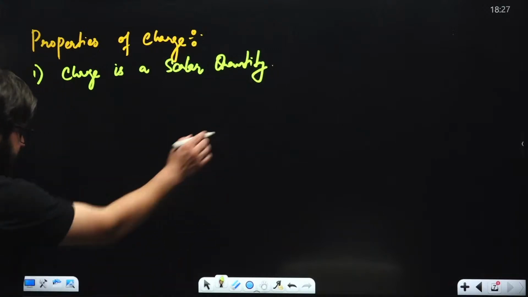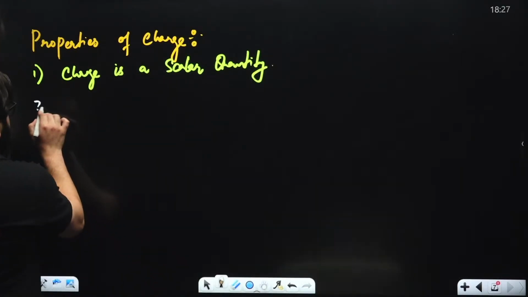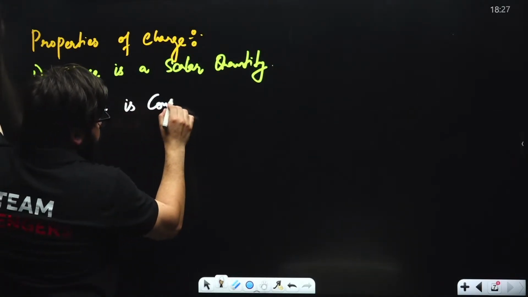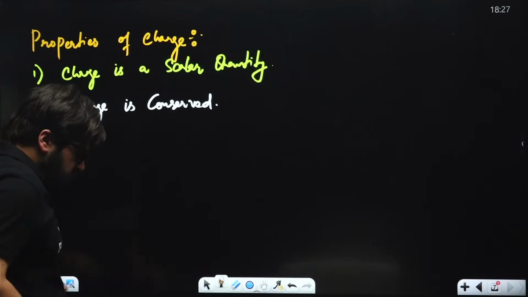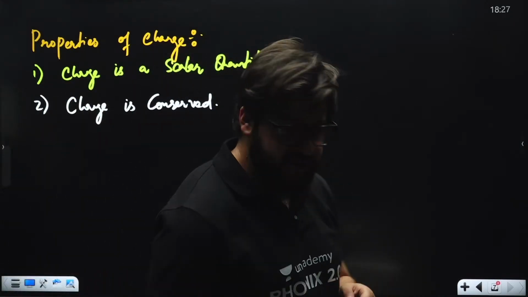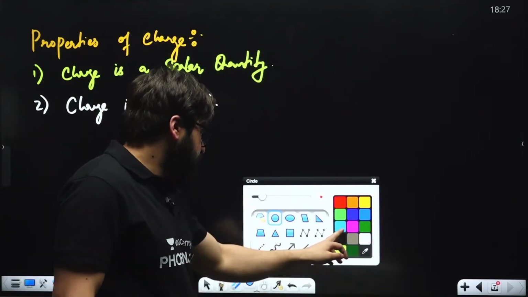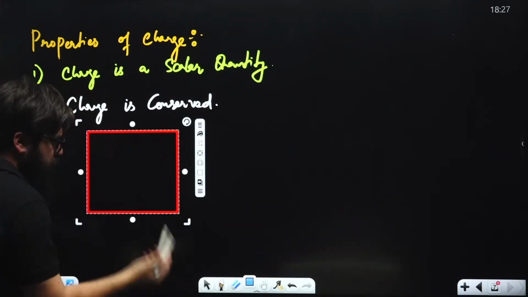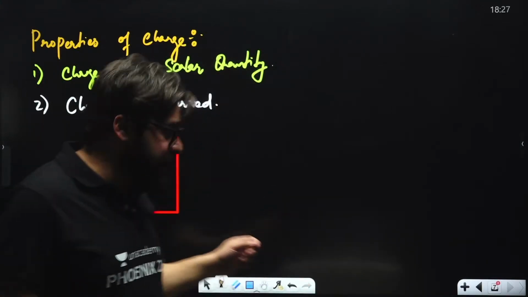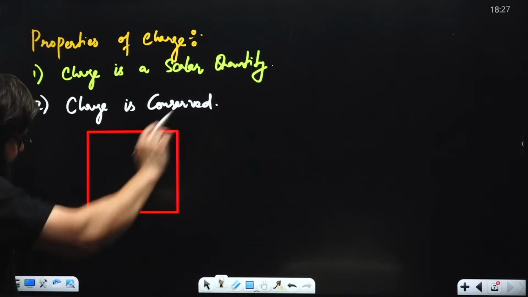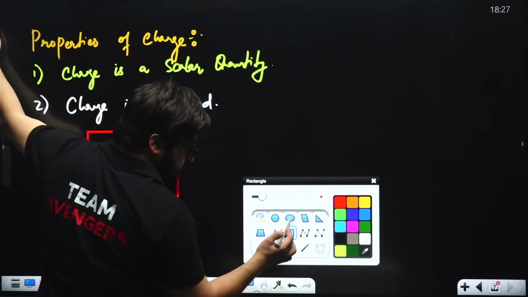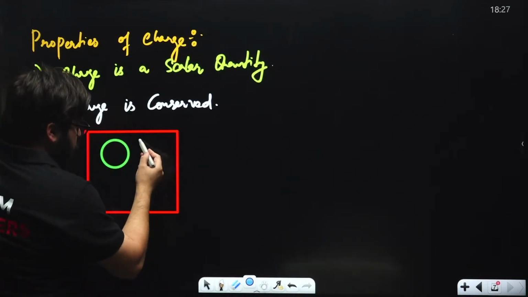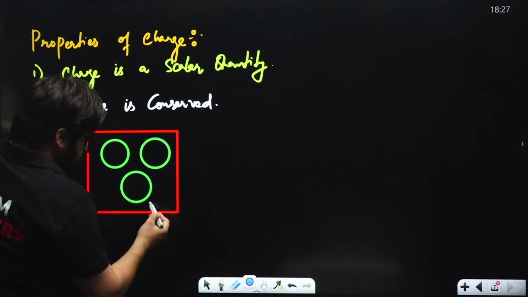Now the second property is that charge is conserved. Sir, what does conservation of charge mean? Let's suppose, my dear friends, I'm taking a box over here. Inside this box, I have taken a few balls or few spheres. Like we have got this sphere, one more sphere, and one more sphere.